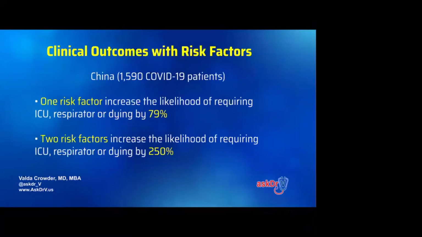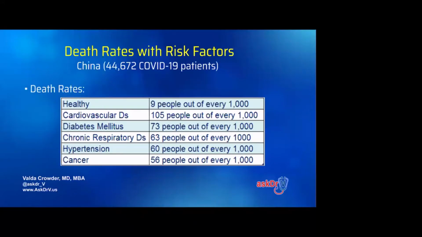Okay, clinical outcomes. If you have one risk factor, you're more likely to die, need a respirator, or have to go to the ICU by 79%. If you have 2 risk factors, that increases by 250%. So 2 risk factors really makes a huge difference. This is just death rates based upon the healthy person versus people with different types of risk factors, and clearly cardiovascular disease is one of the worst risk factors to have.